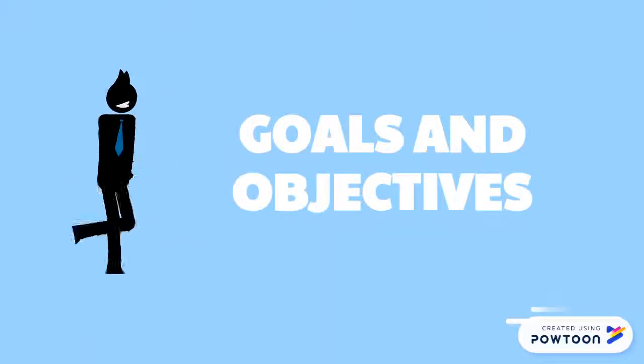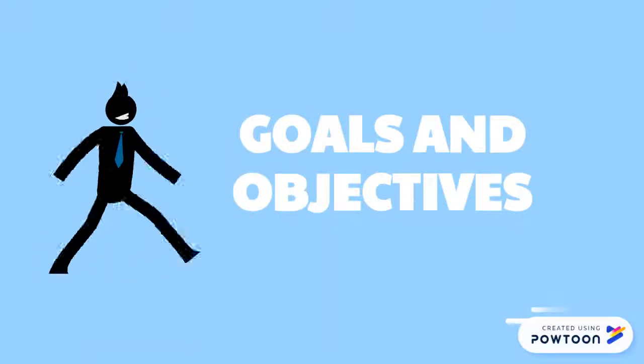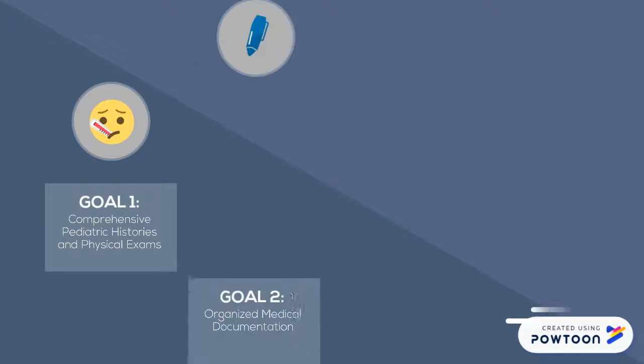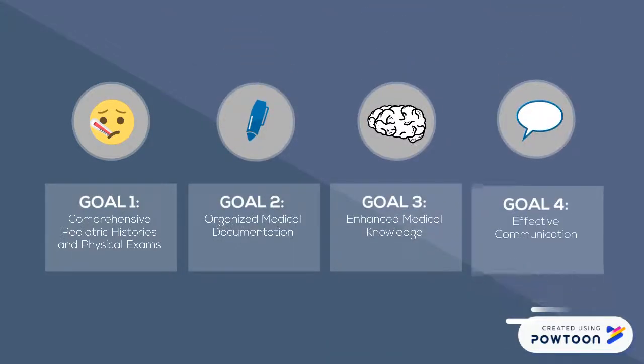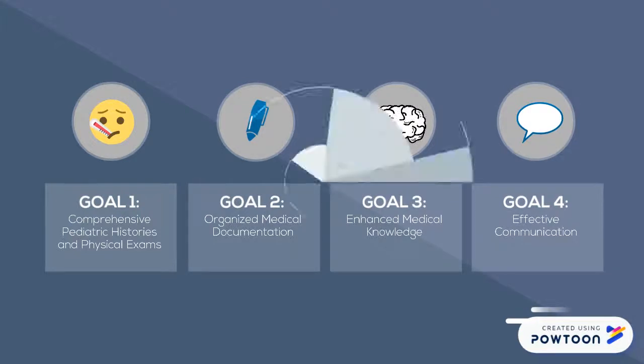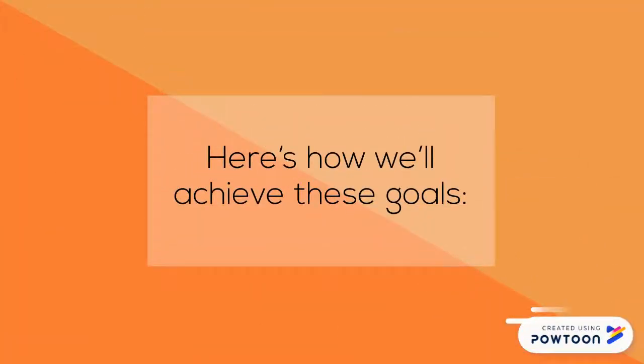All right, now let's take a look at what we would like you to achieve by the end of the rotation. We have 4 major goals: comprehensive pediatric histories and physical exams, organized medical documentation, enhanced medical knowledge, and effective communication. Here's how we're going to get this done.